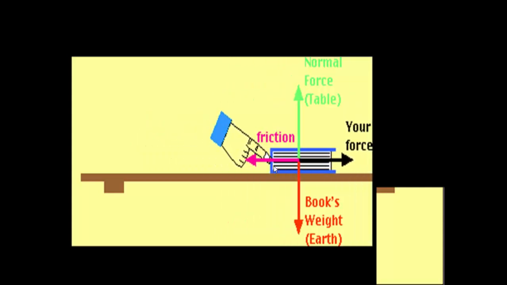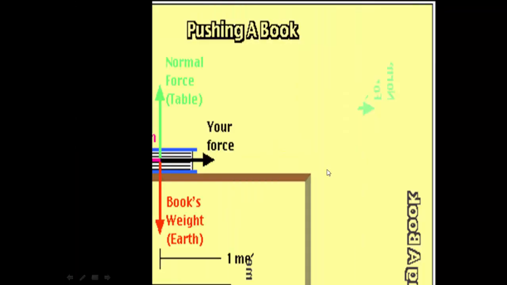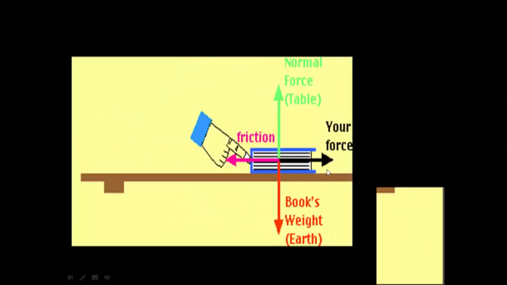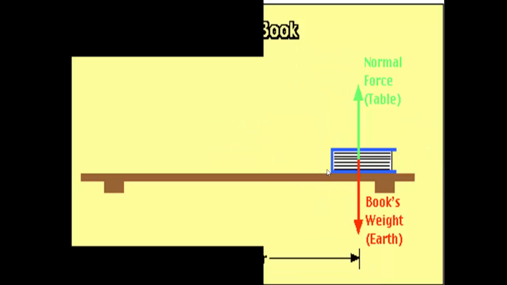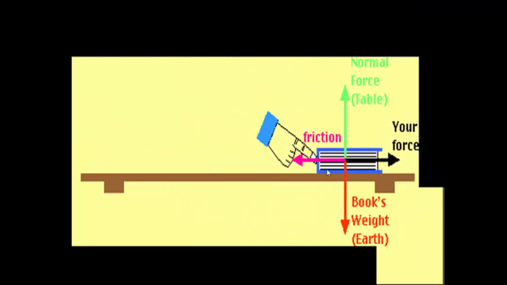But when the book is moving, we have an additional 2 forces that we call the force itself and then friction. Remember, friction is always in the opposite direction to the direction of force. So if the book moves to the right, the friction will go to the left.